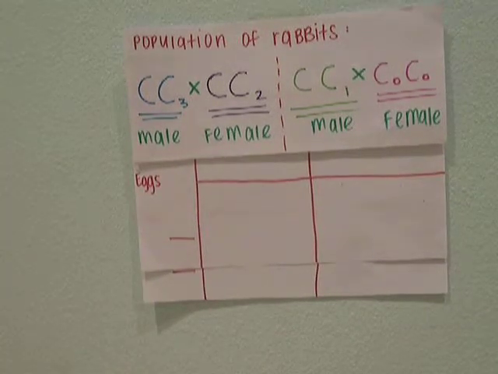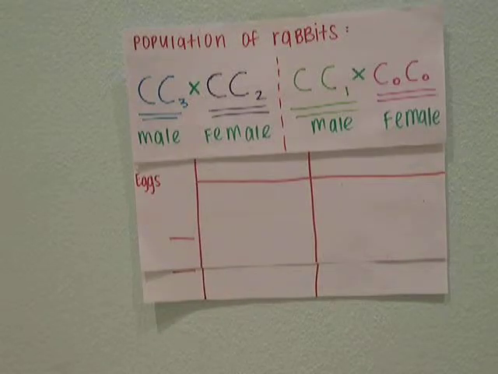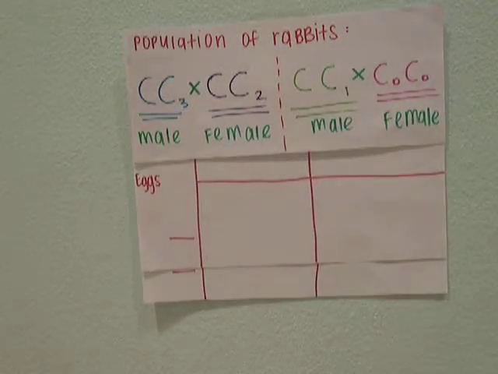Incomplete dominance is when neither allele is completely dominant, and some of the F1 hybrids have a phenotype somewhere between those of the two parental varieties. In this case, there are 4 rabbits in the population. There are 2 males and 2 females.